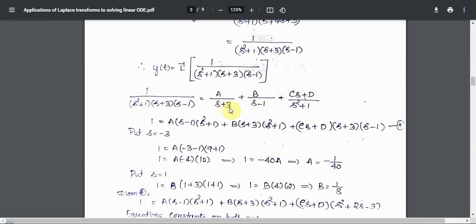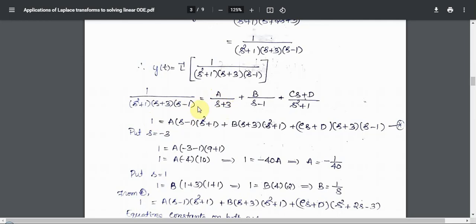For linear factors, it is A by this plus B by this. When there is a quadratic factor, it becomes Cs plus D. Then I should multiply throughout by this one. Therefore, on the left hand side only 1 will remain. Whatever is there in the denominator gets cancelled, and whatever else remains stays with A.